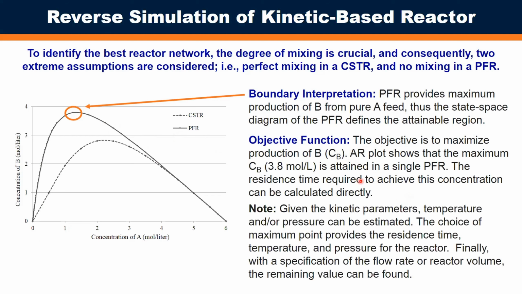And once we have the kinetics, we can also estimate the temperature and pressure of that particular system and what the reactor should run like. And we can then finally either specify the flow rate, whether that is coming from our production requirements or feed availability, whatever the case may be. We can specify the flow rate or the reactor volume, which will give us then the remaining value. So flow rate specified, that gives us the volume, or if we specify the volume, that will put a bound on what our allowable flow rate is.